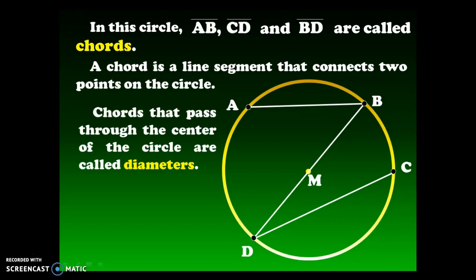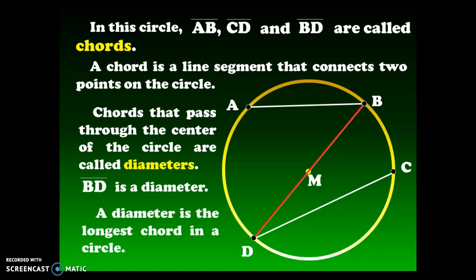Chords that pass through the center of the circle are called diameters, like this one. Line segment BD is a diameter. A diameter is the longest chord in a circle. Take note, all diameters are chords, but not all chords are diameters.